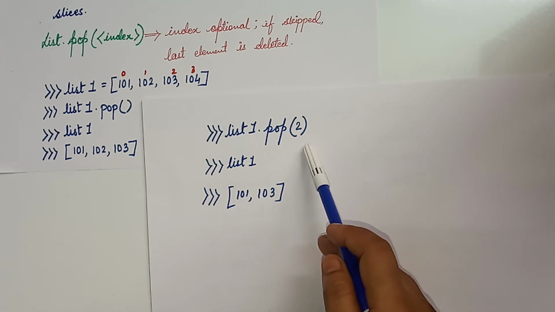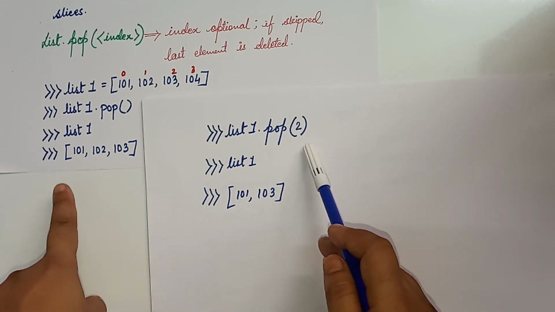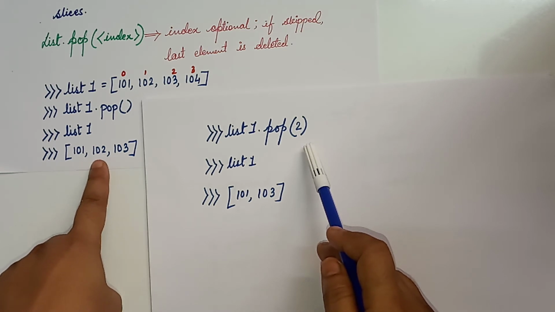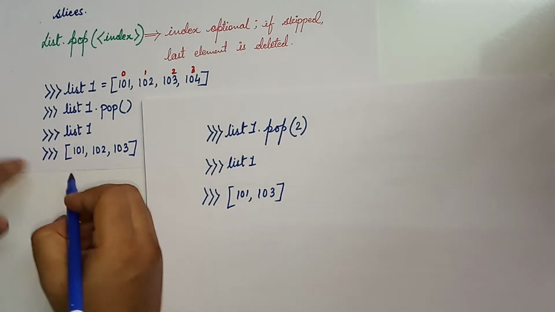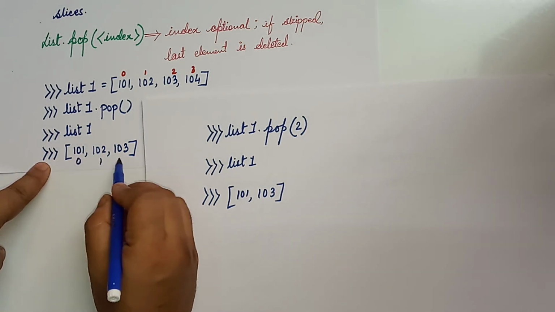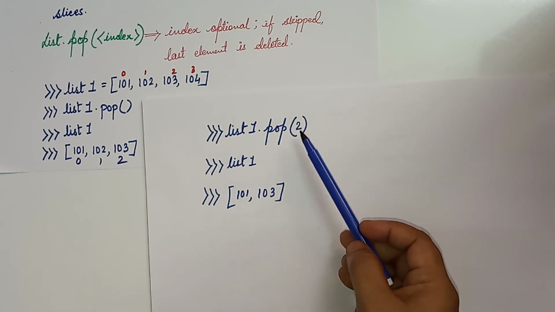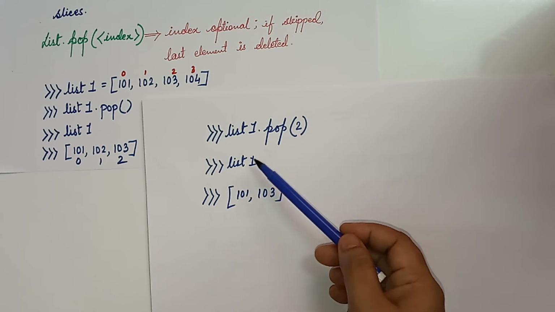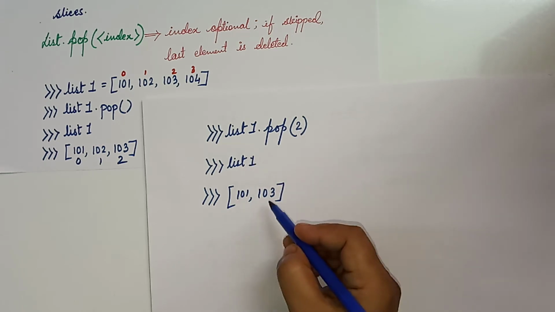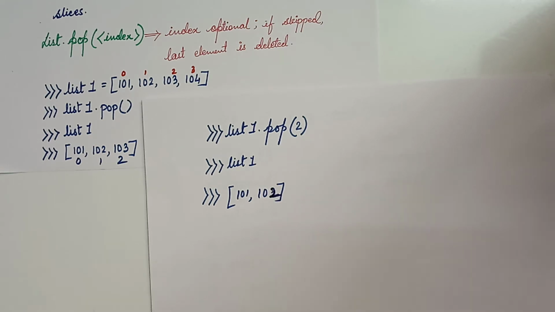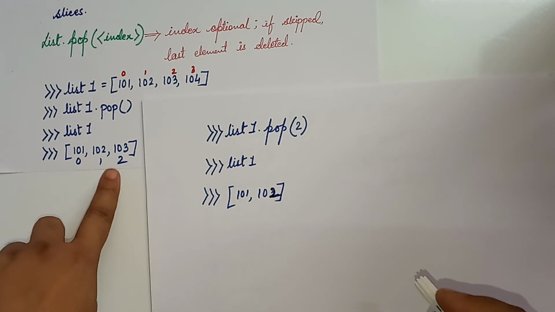Now let's try to see using the pop function using the index. Okay. Now in the previous one we have already seen that the contents of the list are 101, 102 and 103. Let me write down the index 0, 1, 2. Now if I want to remove the second index, then the contents will be 101, 102. This will be the content, and the element which is present in the second index will be removed.